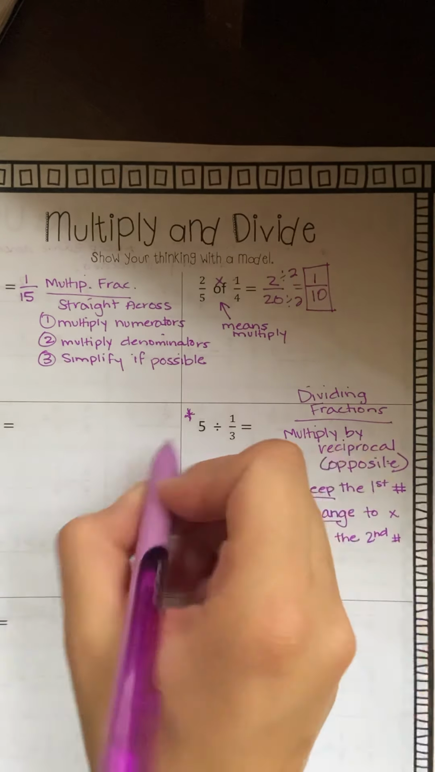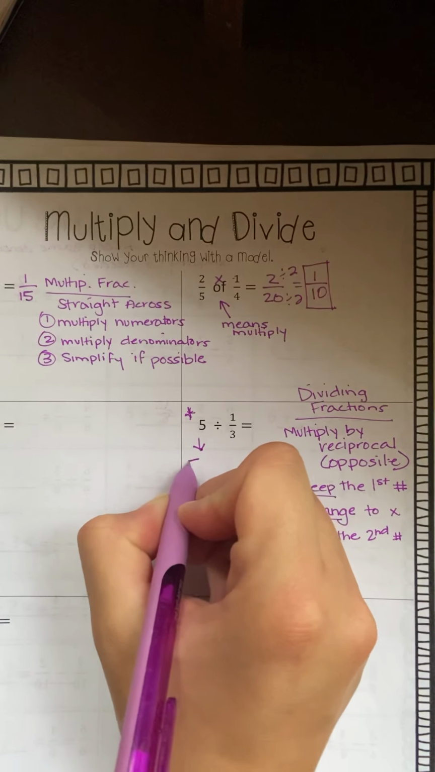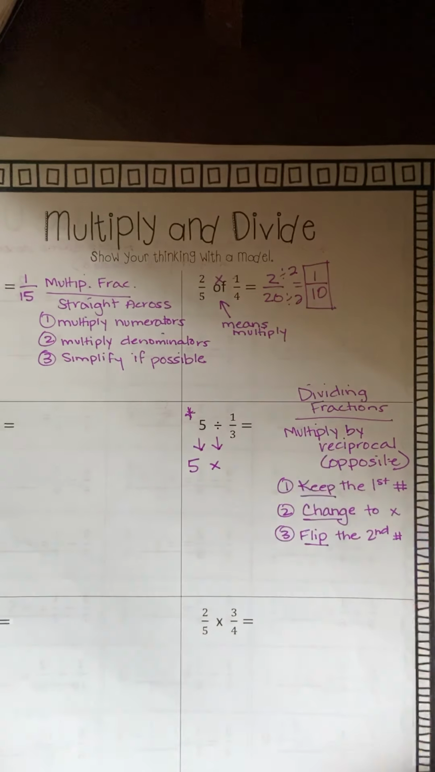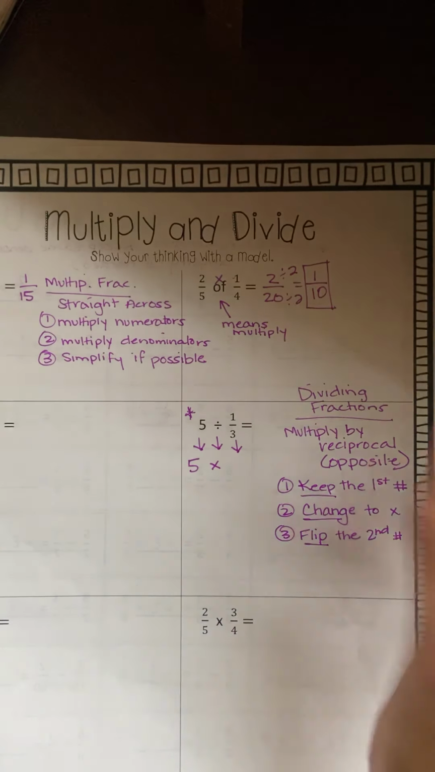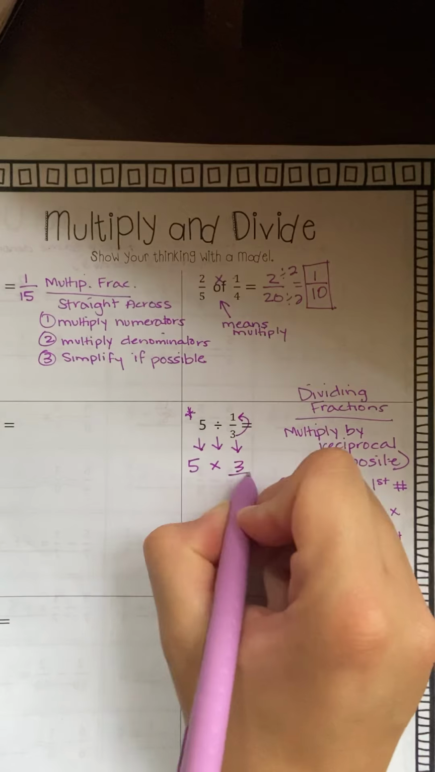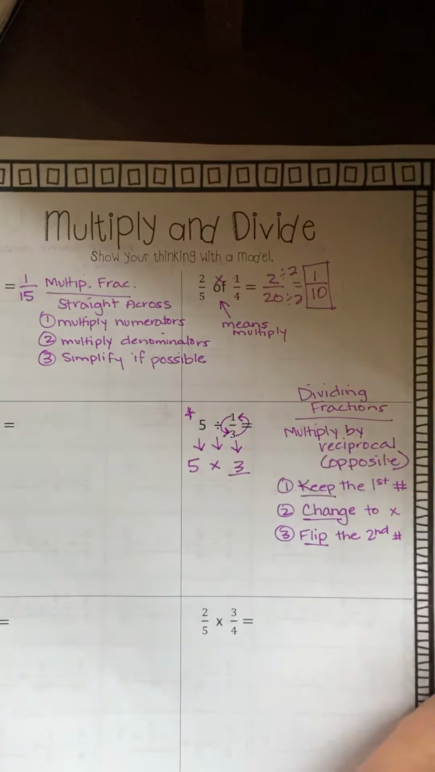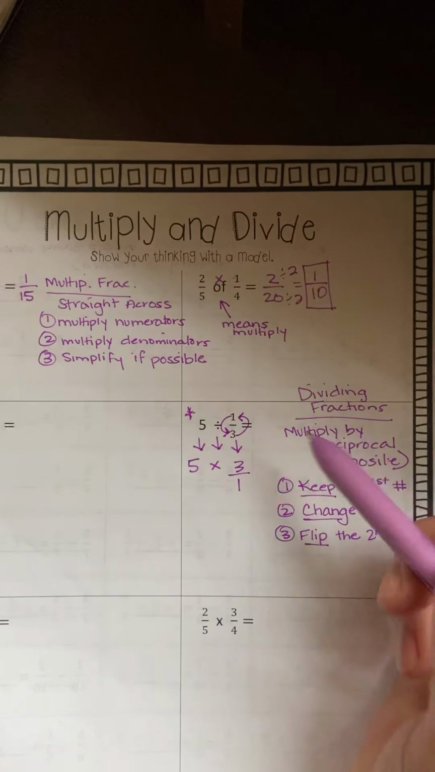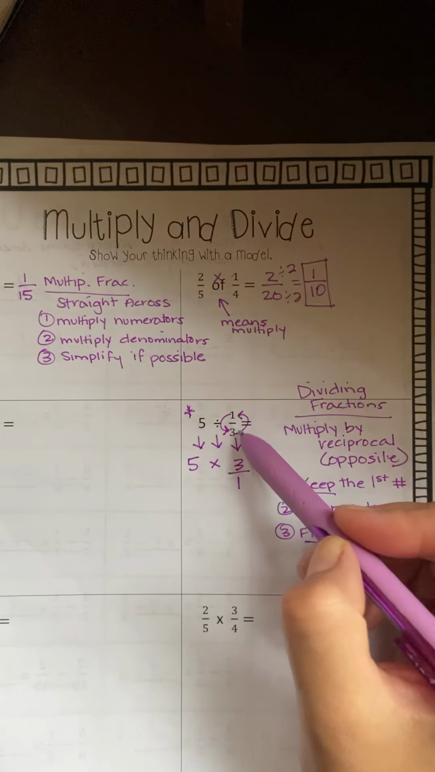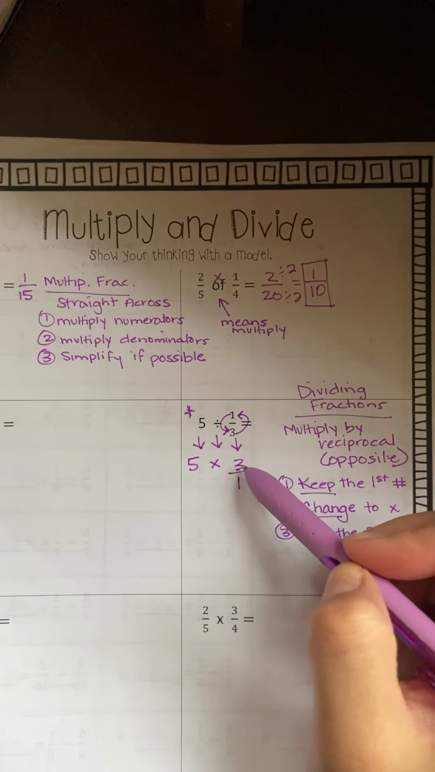Okay, so let's take a look at this one together. We are going to keep the first number, 5. We are going to change the division to multiplication. And then we are going to flip or multiply by the reciprocal. Okay, the second number. So the 3 is actually going to become the numerator, right? That's going to go on top. And then the 1 is going to be the denominator. So that goes on the bottom. And of course, when we have a number over 1, we know that this is just the whole number 3, okay? So the opposite of 1/3, or the reciprocal, is just 3.